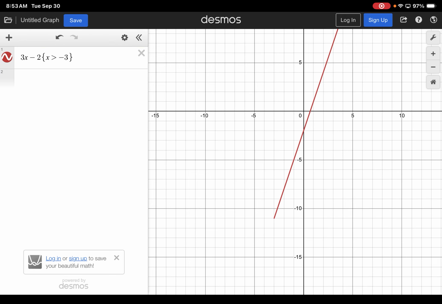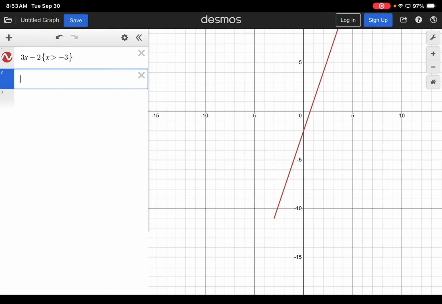So look, see how the line stops at negative 3? See how it says the word undefined? What that means is that you can't be equal to negative 3. That's not included. It doesn't have the little equal bar. Okay, now let's put in the other piece.